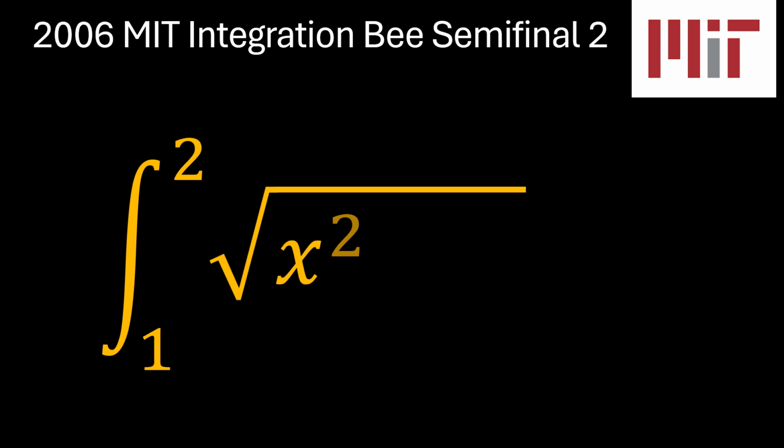The fourth problem of semifinal number 2, 2006 MIT integration B, is the definite integral from x equals 1 to x equals 2 of the square root of x squared minus 1. Now, I think this problem tests one's knowledge of hyperbolic functions. So let's go ahead and see how we may be able to solve this.